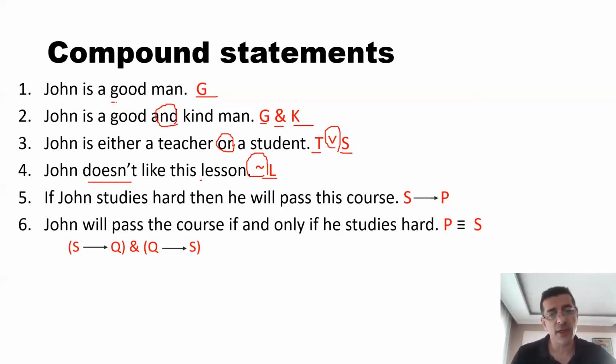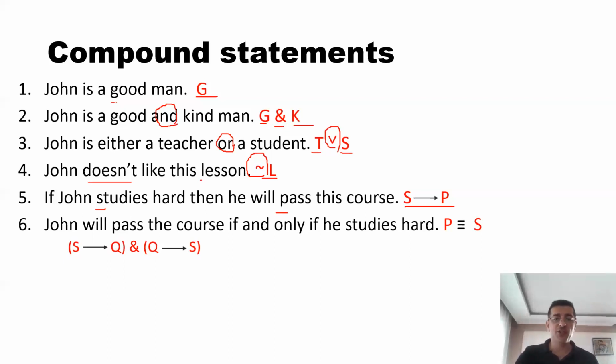Next, if John studies hard, then he'll pass the course. Now you can see, instead of writing if, then, I've used an arrow, and S for study and P for pass. So how do I read this? I just say if S, then P. So that is, if John studies hard, then he'll pass the course.